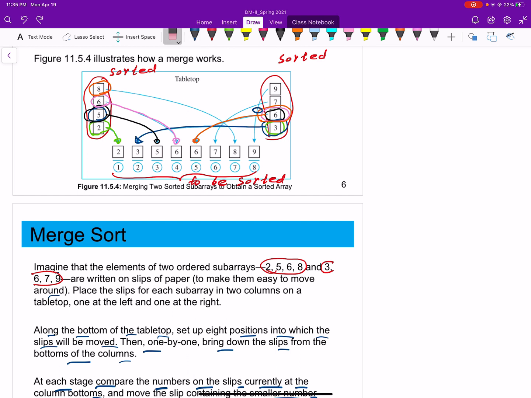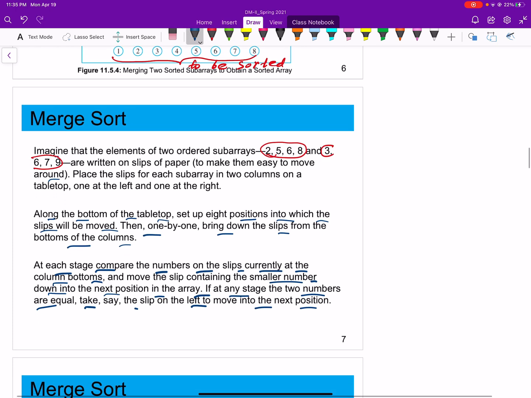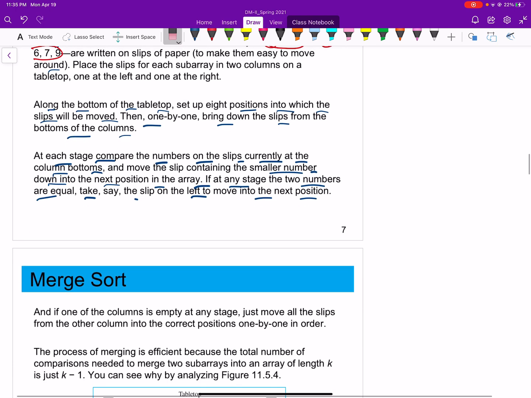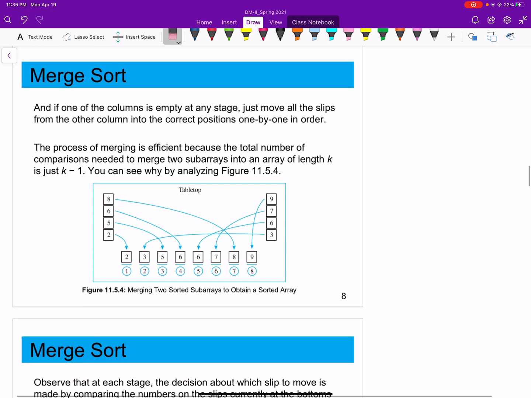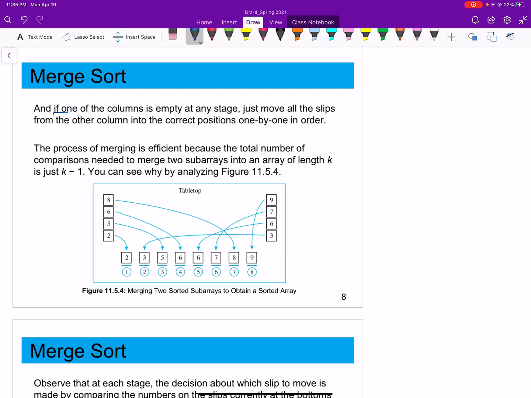Explained right here. All right, so let's move to the next slide. And if one of the columns is empty at any stage, just move all the slips from the other column into the corresponding positions one by one in order. Okay, that's what we did.